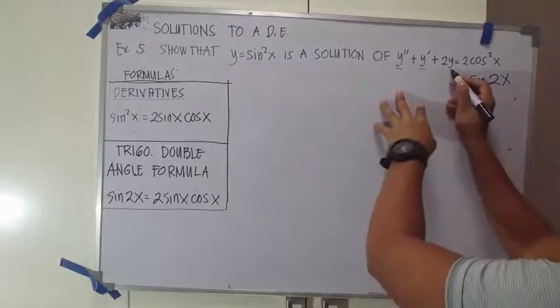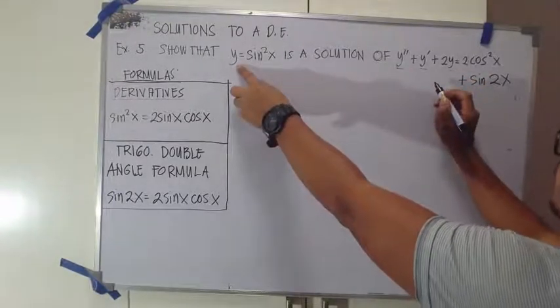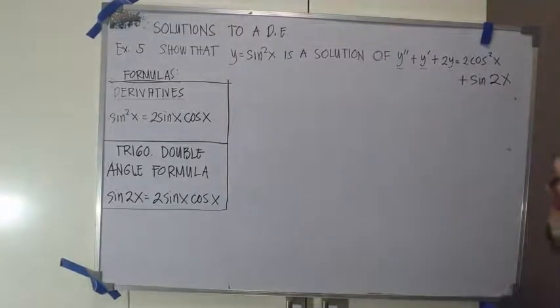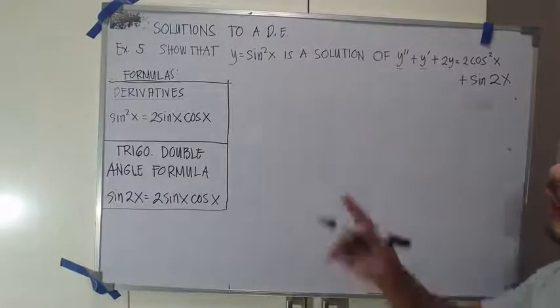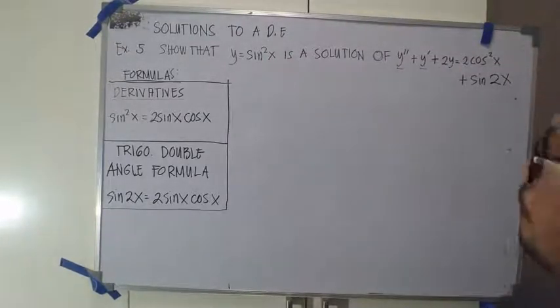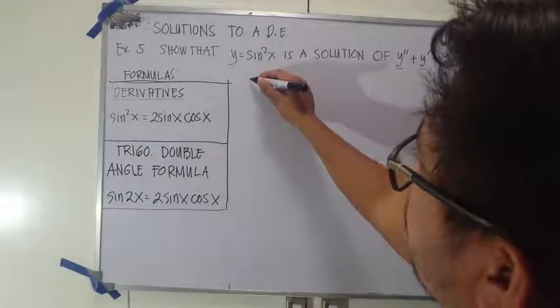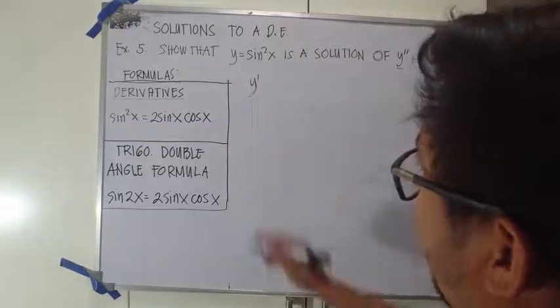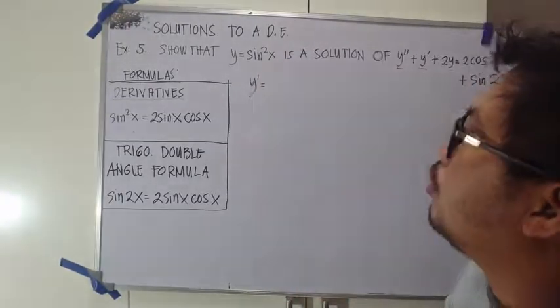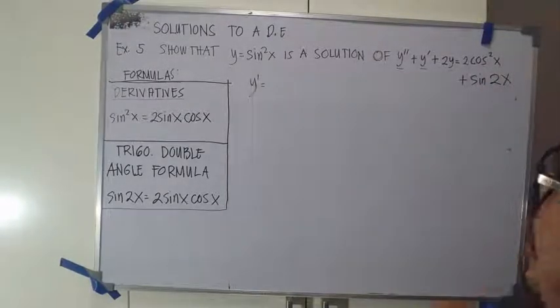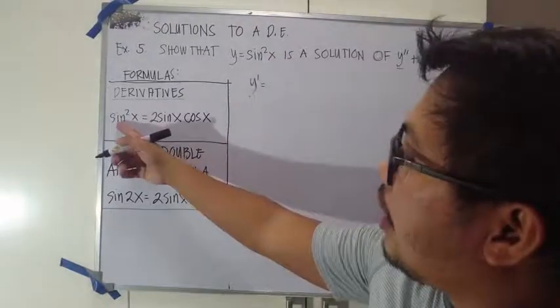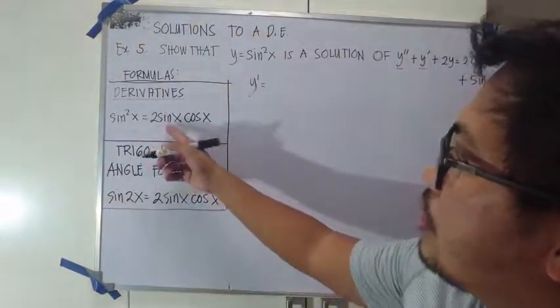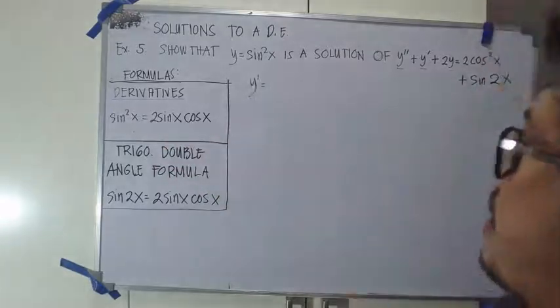Okay? Yung y naman, given naman na yung y. So, we will just need to determine the first and second derivative of this solution. So, how? Determine first what is the first derivative. Sinulat ko na direkta kung ano yung derivative mismo ng sine squared x. Okay? Sine squared x, ang derivative niyan is equal to 2 sine x cosine of x.